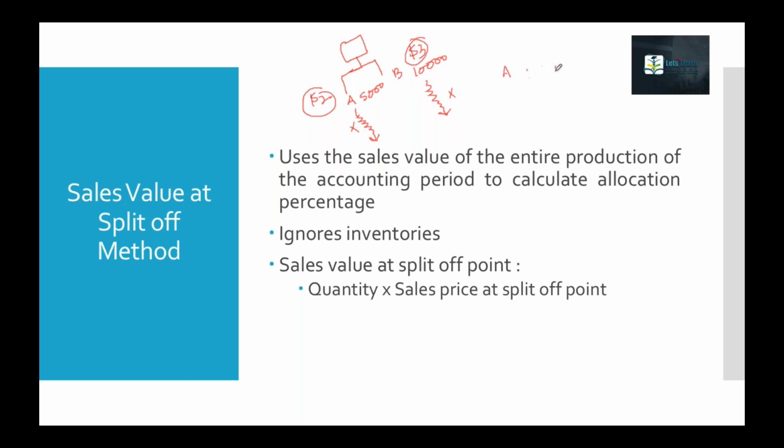So A is to B equals 5,000 times $2 is to 10,000 times $3. So this is going to be 10,000 and this is going to be 30,000. It should be like this. But see, if you take the sales price ratio, it would have been 2:3, but now it has become 1:3. 2:3 is different from 1:3. Always remember, you should multiply with the quantities, not just the prices.